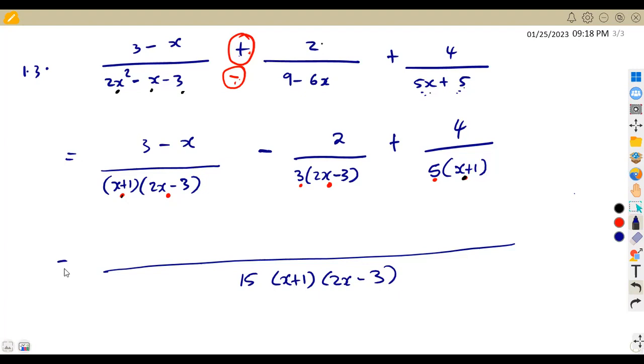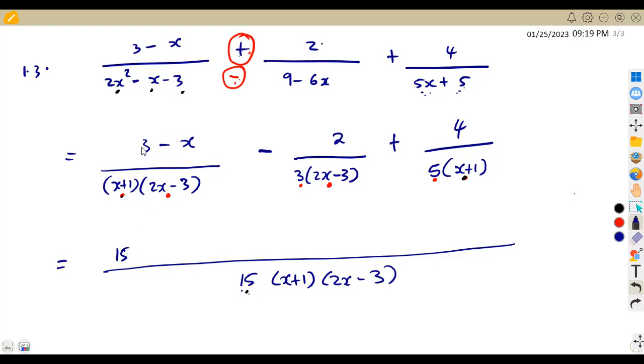So now we can divide. Remember the concept: it's always the LCD divided by the denominator. As you can see, this x plus 1 and this x plus 1 will cancel. The 2x minus 3 and the 2x minus 3 will cancel, which means we remain with 15. So this is the answer that you're going to obtain after dividing. It's LCD divided by the denominator, which is 15.